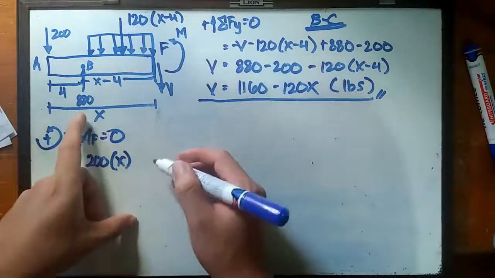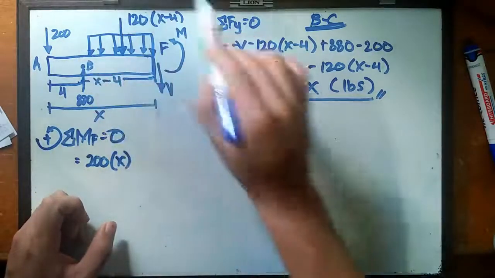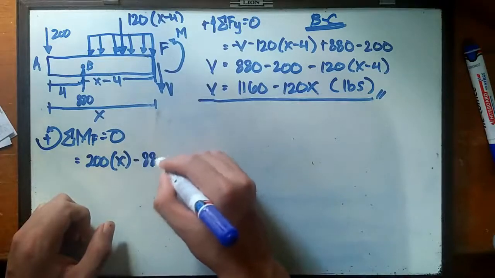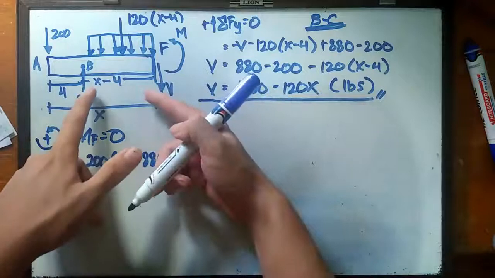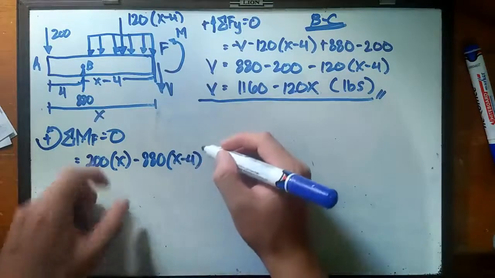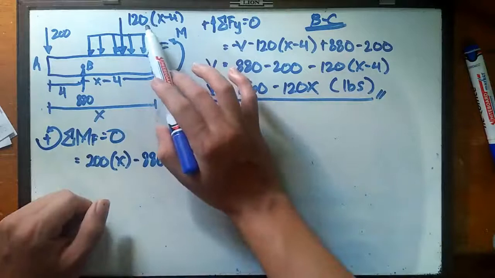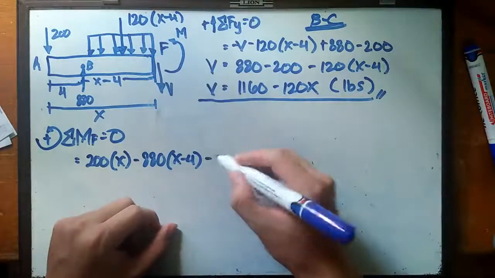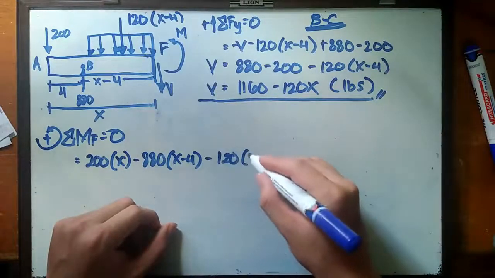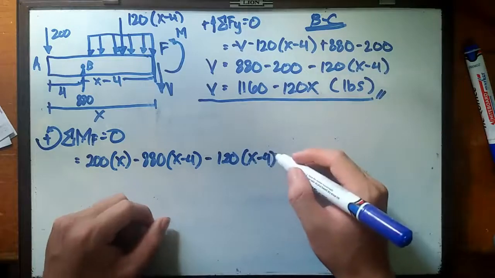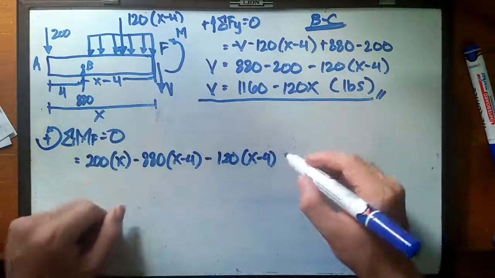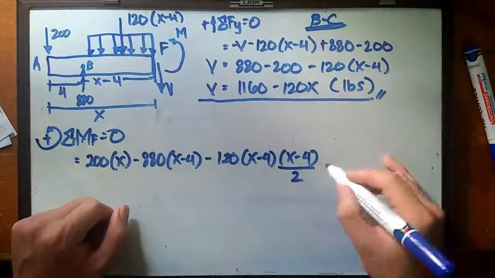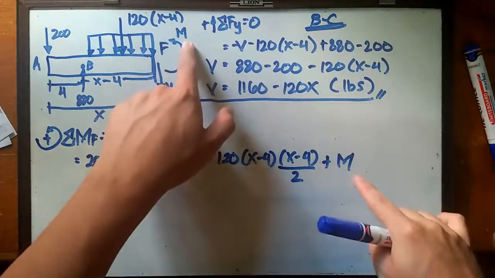And this 880 going to rotate the structure clockwise, so that should be negative 880 multiplied by the perpendicular distance, which is x minus 4. And last but not the least, this concentrated load 120 times (x minus 4), so minus 120 times (x minus 4), and the perpendicular distance is simply half of this x minus 4, so (x minus 4) divided by 2, plus M, which is this one.